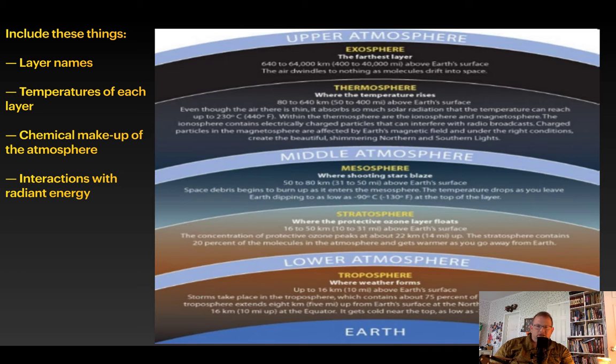20% of the molecules in the atmosphere are in this layer. So 75% of the atmosphere is in the troposphere. Another 20% is in the stratosphere. Well, if you do your math, that only leaves 5% of the atmosphere to go in the other 3 layers. Okay, so our math is showing us that most of the air is in these 2 layers.